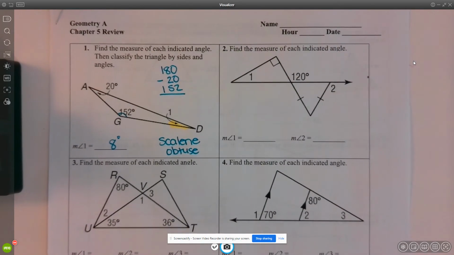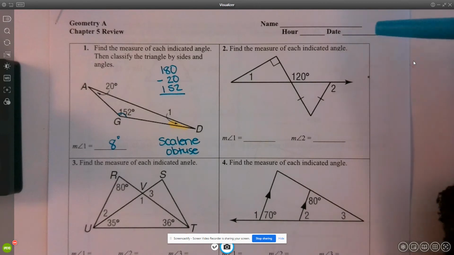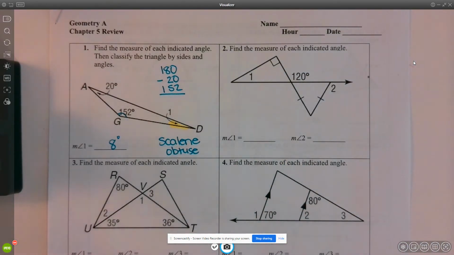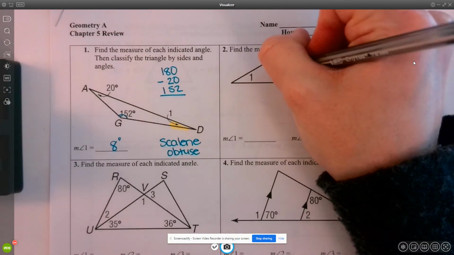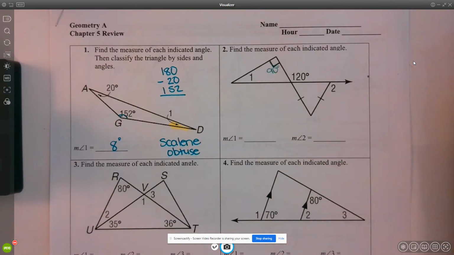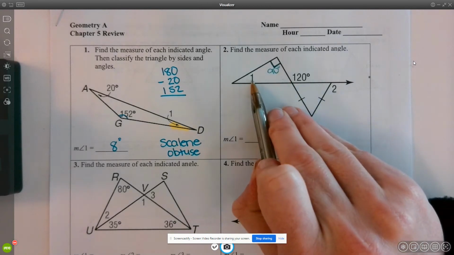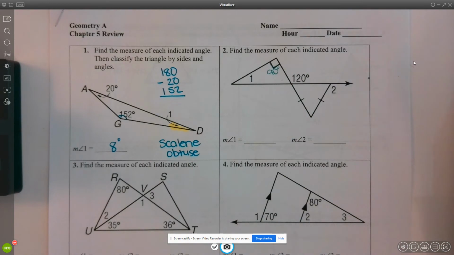We're going to go ahead and answer number 2. We need to find the measure of each indicated angle. There's many ways to think about and solve this problem. One thing I notice is angle 1 is an interior angle. And I can see that I know this angle is 90 degrees. And so what this tells me is if I can find this angle measure, then I can find angle 1 by using the fact that all three angles add up to 180.